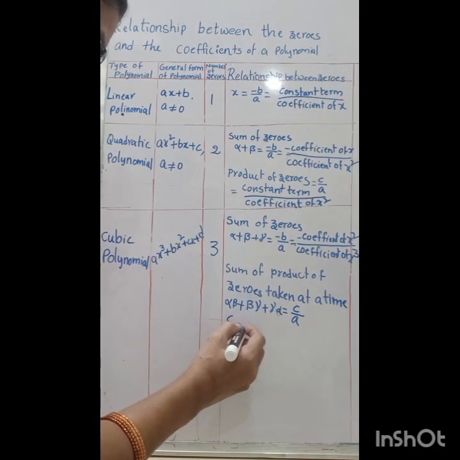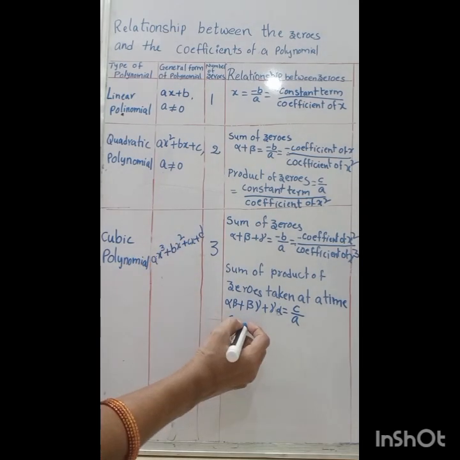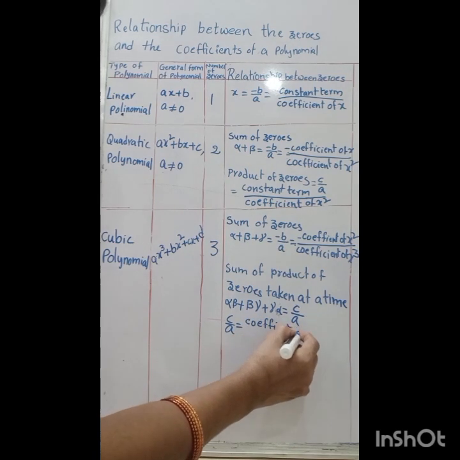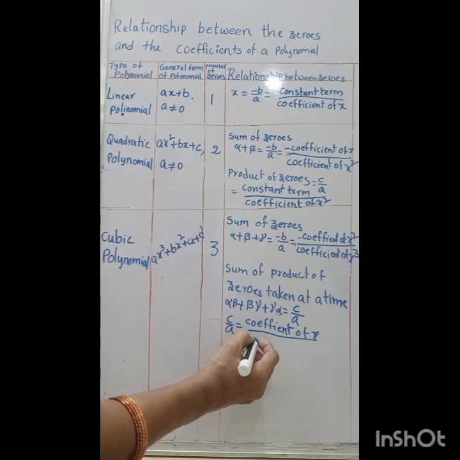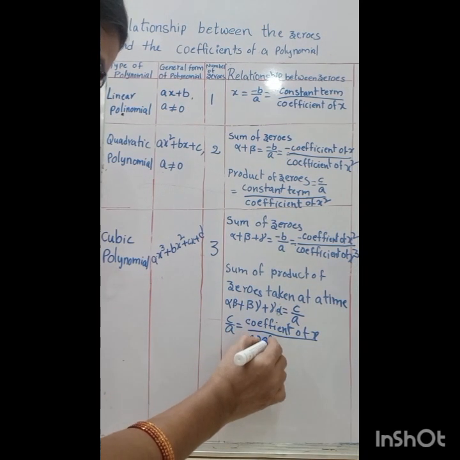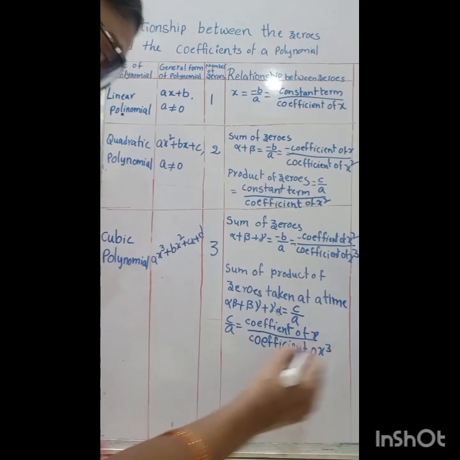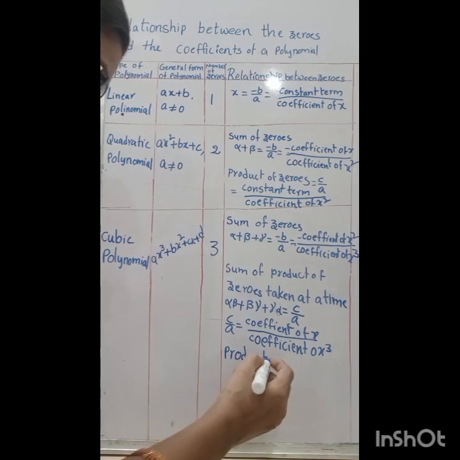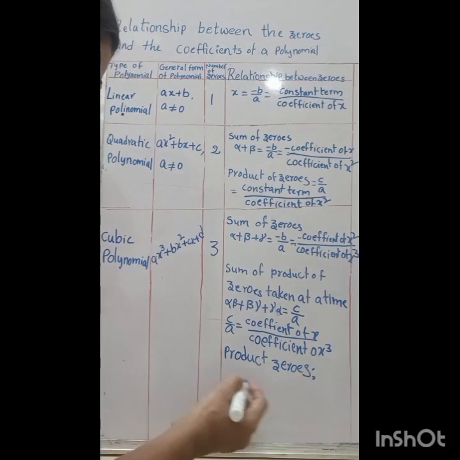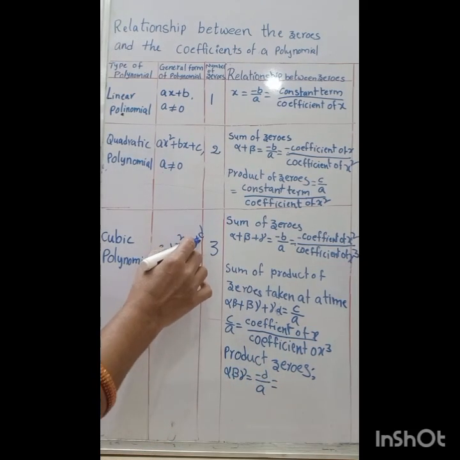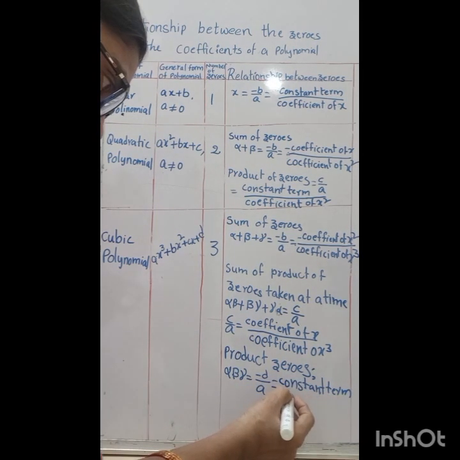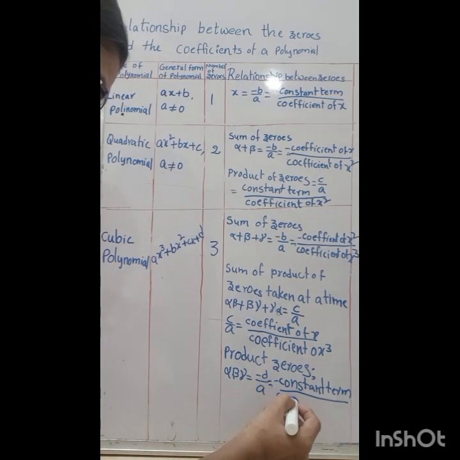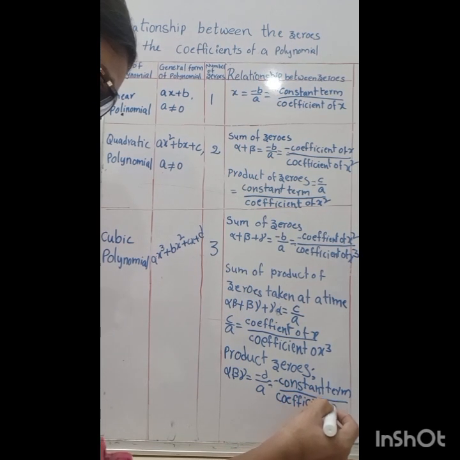So what is c by a? C is the coefficient of x and a is the coefficient of x cube: coefficient of x by coefficient of x cube. Next, the product of zeros, alpha times beta times gamma, is equal to minus d by a. Here d is the constant term and a is the coefficient of x cube, so minus constant term by coefficient of x cube.